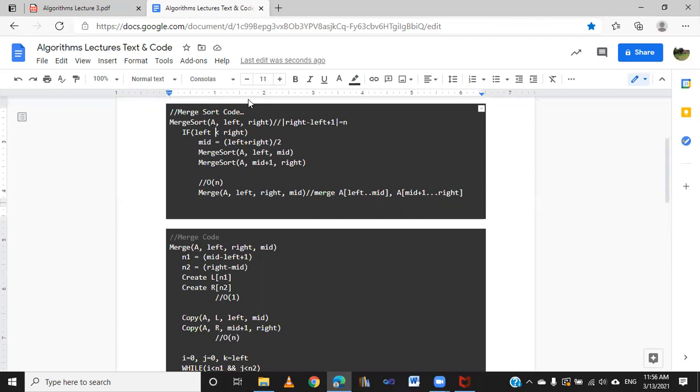Okay, so when we look at this function, this if statement tells us that it is O of 1. Just computing this is O of 1, so I can write O of 1 in front of that line. And this mid computation is also O of 1, right?